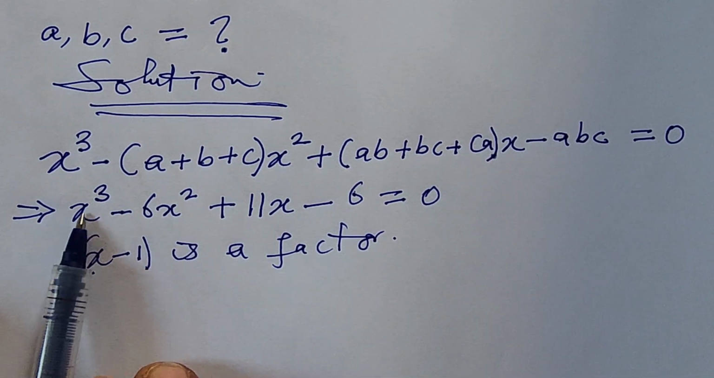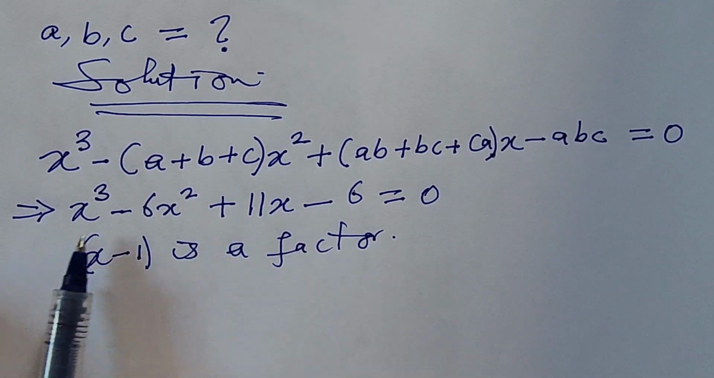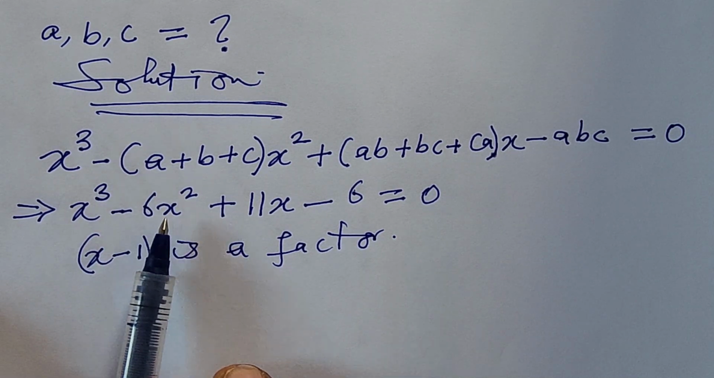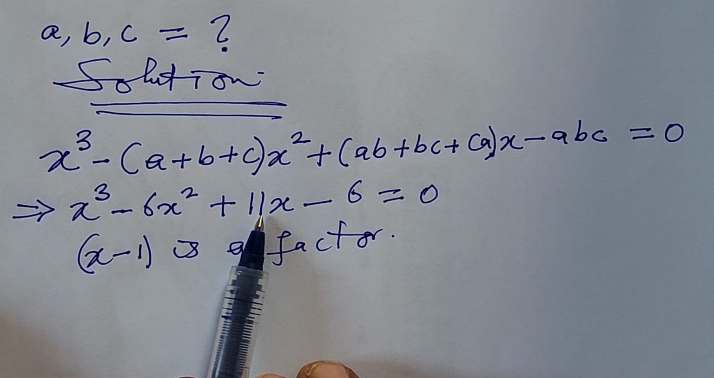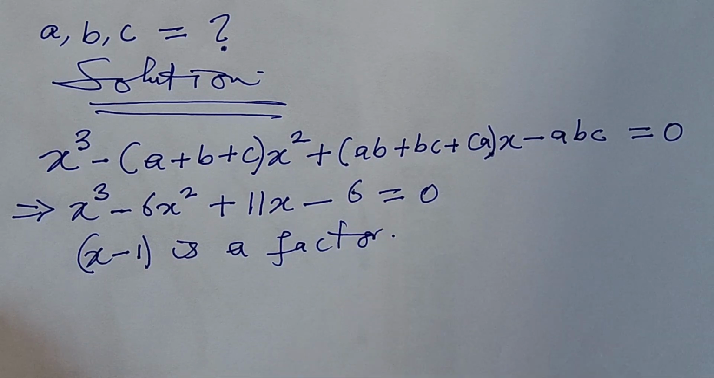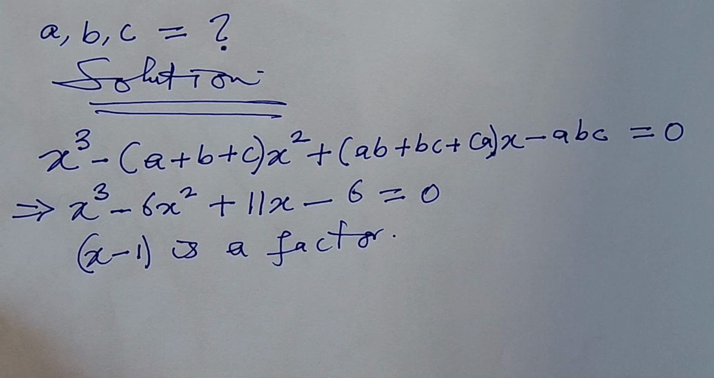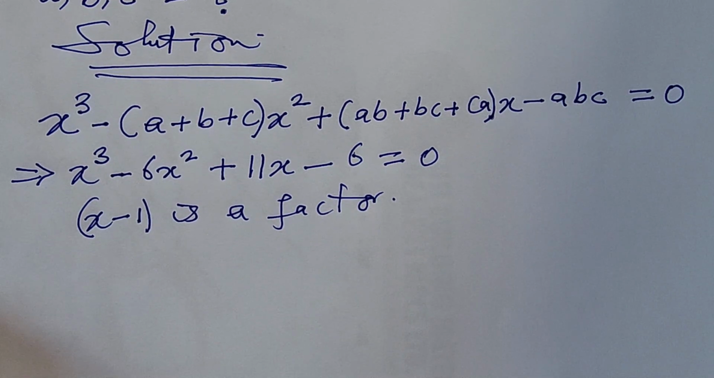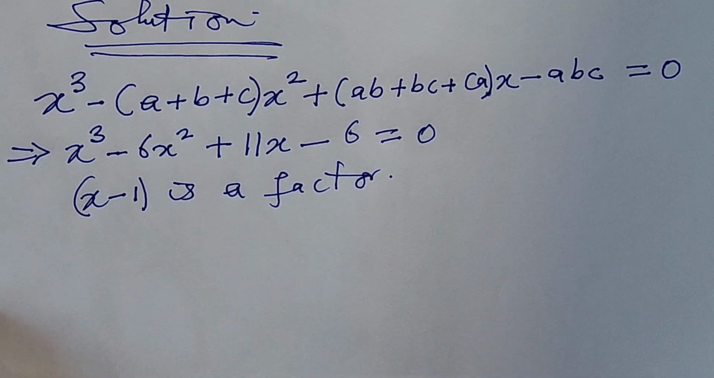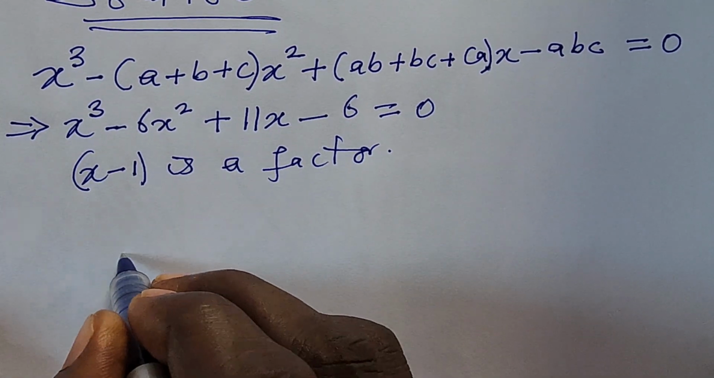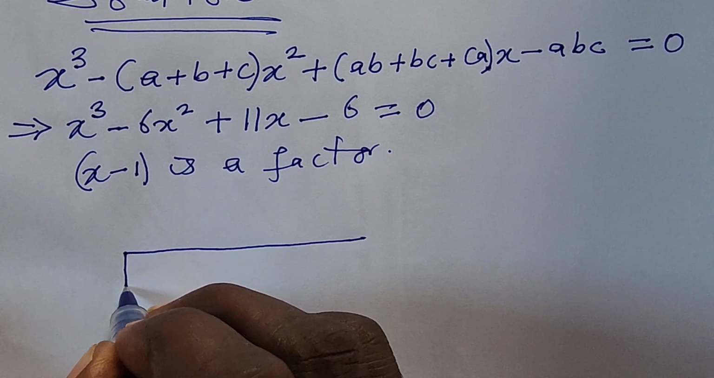Yes, because if we put in 1 here, and 1 here, 1 here, we're going to have 1 minus 6, and that will give us minus 5. Minus 5 plus 11 will give us plus 6. The plus 6 minus 6 will give us 0. So that confirms that x minus 1 is a factor of this polynomial equation. So if it is a factor, we use the long division method to get the other two factors. Okay, so to get the quadratic equation, let's use our long division method here.